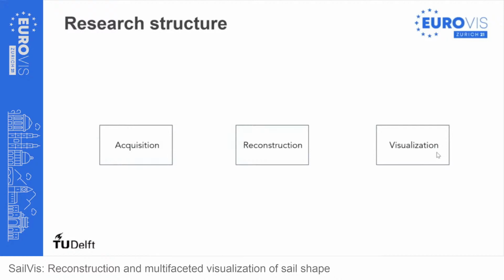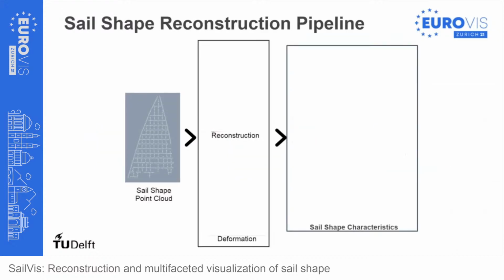Now we come to the second part of our study, the reconstruction of sail shape. The first step of the reconstruction is the triangulation of the sail shape point cloud. A 3D sail shape mesh is generated after the initial Delaunay triangulation and PN triangle remesh algorithm.